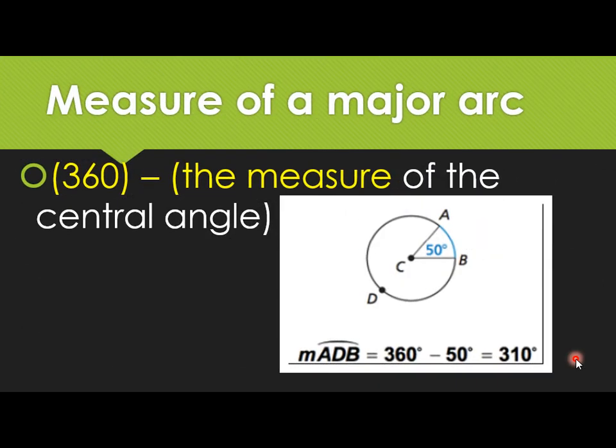Measure of a major arc. We're going to take 360 and you subtract the angle here. And so 360 minus 50 would give us 310 degrees for the major arc. Look how they wrote it. Arc ADB. ADB would be 310 degrees. That should make sense to you. You guys know 360.